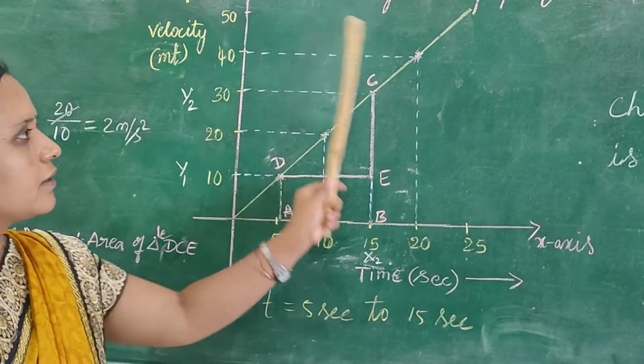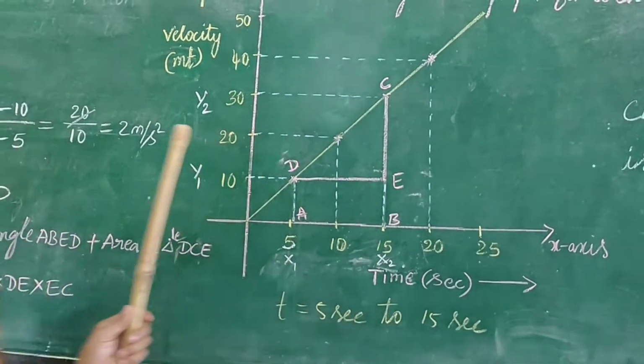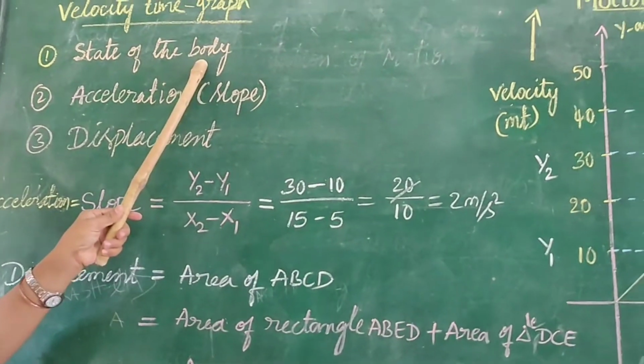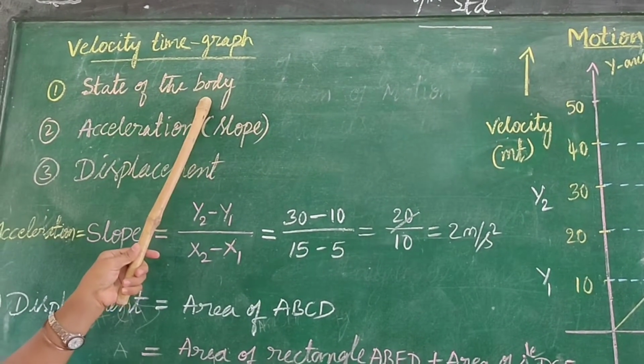Students, this graph gives some more information. The first one is the state of the body. What is meant by the state of the body?